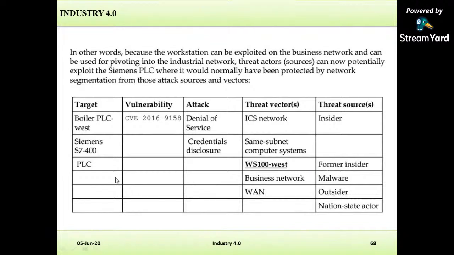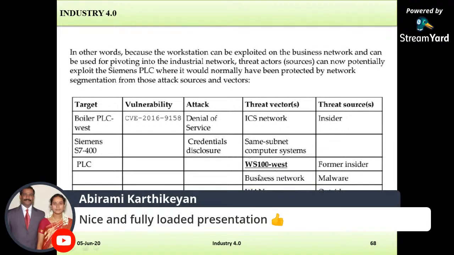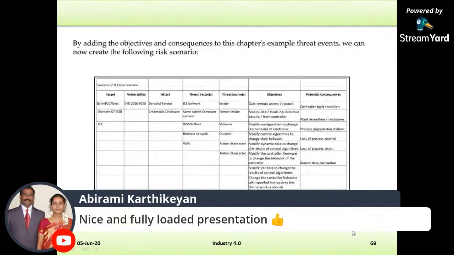So you'll have a boiler that is PLC based. What kind of attacks are available? Once again, we repeat the same thing. Apart from that, threat vectors mention the WS100 based system. These are the things. Another one is if the PLC is connected with some sort of network, meaning WAN and business network, then this kind of attack will come into the picture: malware, outsider, nation-state actor.